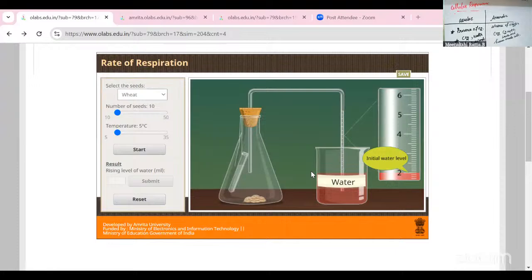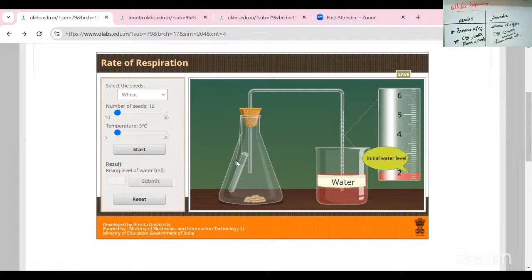From the simulation, we are going to learn how respiration occurs in different kinds of material. What are the components here? Wheat, groundnut, mustard, gram, and bean. First I'm choosing the wheat. This apparatus is called a beaker, and one test tube is inserted in that beaker. Sorry, a conical flask.